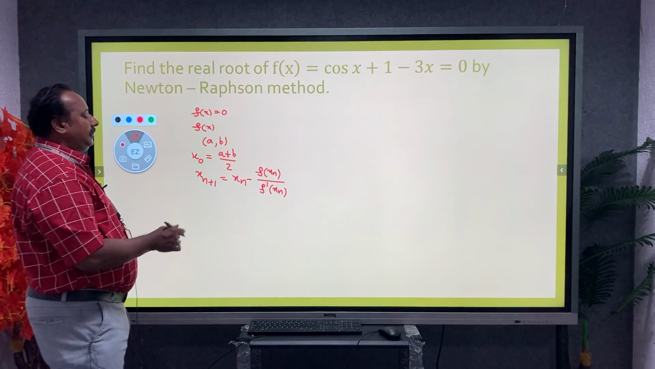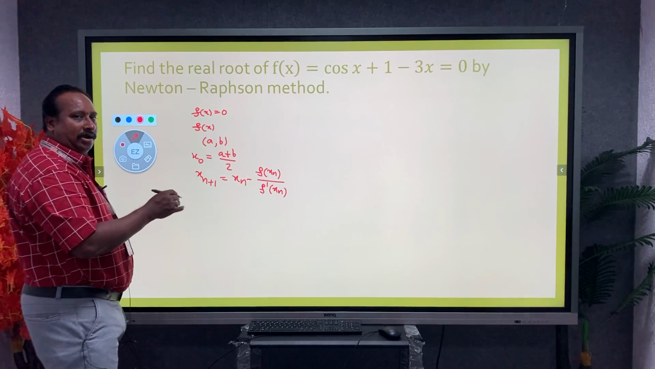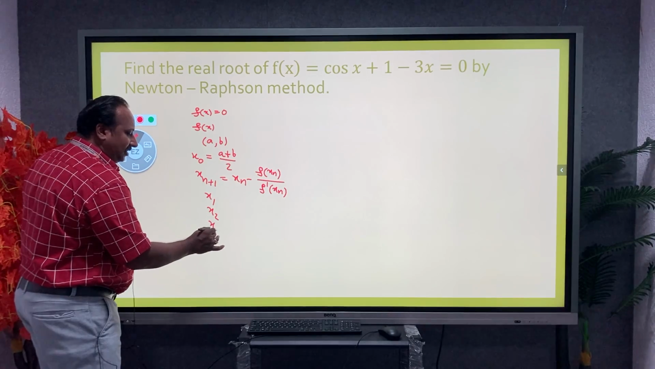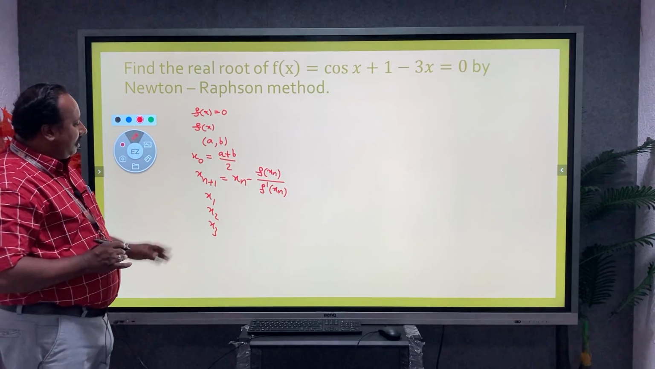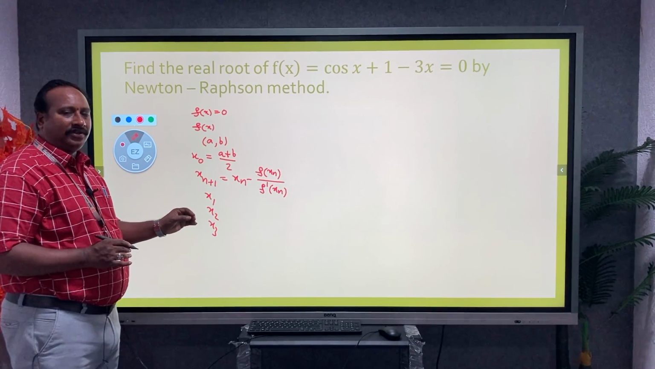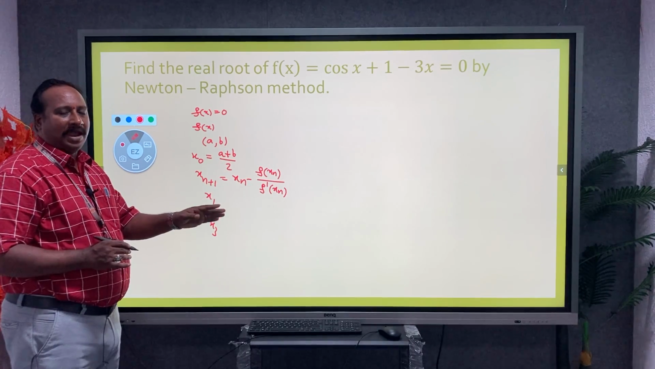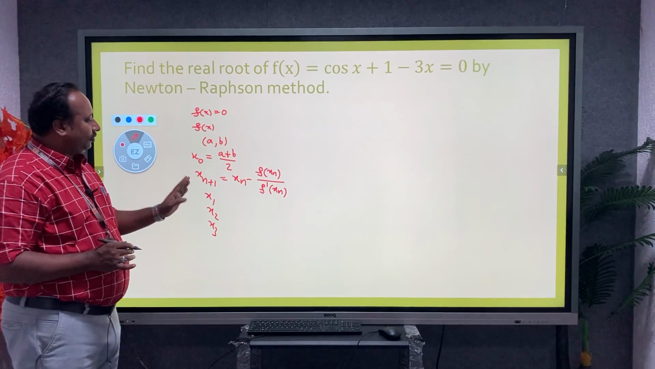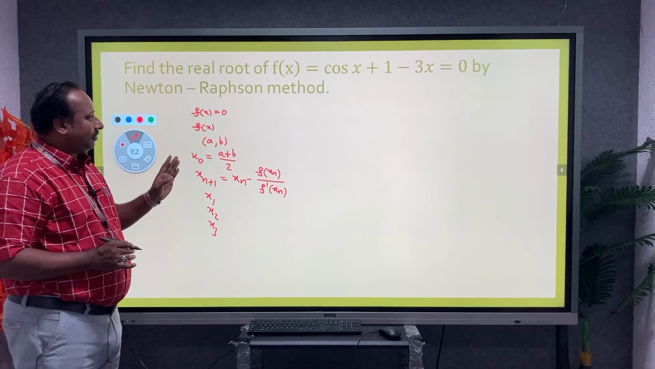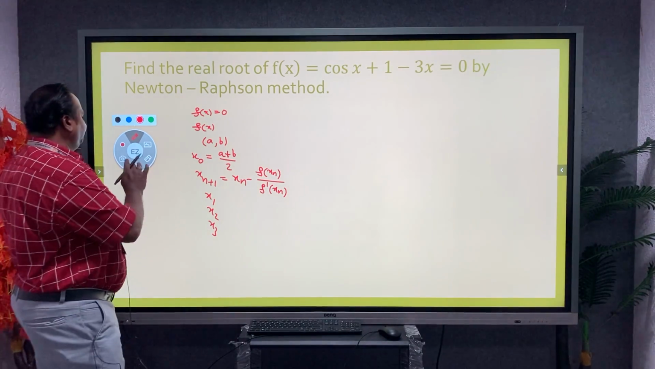Now apply this formula. Calculate when we put n equal to 0, 1, 2, 3 and so on, we get x1, x2, x3. Calculate all these values until any two successive approximations are approximately equal, up to a minimum of 4 or 5 decimal places. So this is the procedure to solve algebraic and transcendental equations by the Newton-Raphson method.